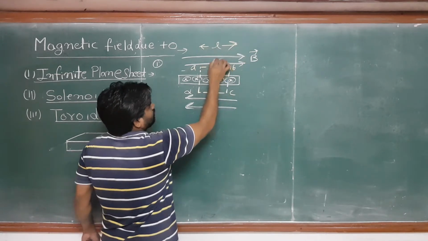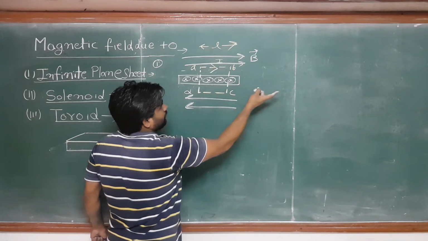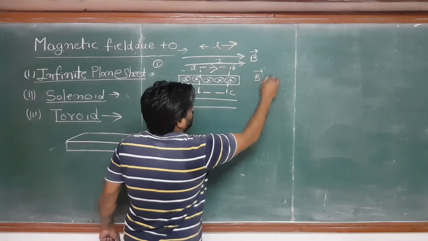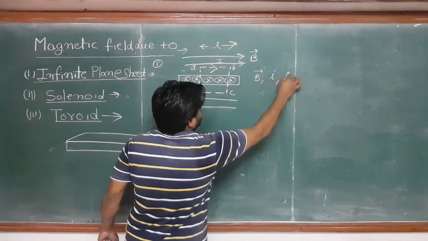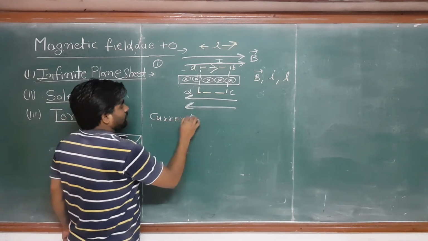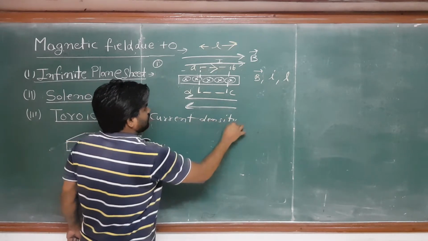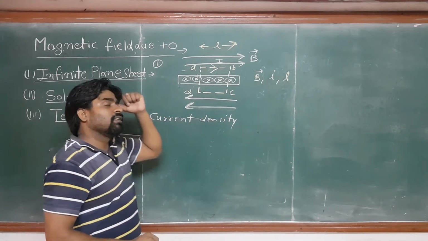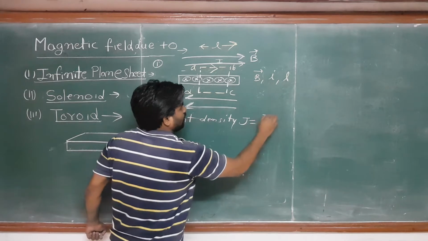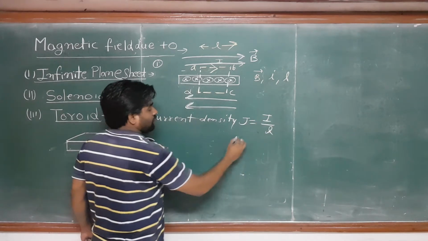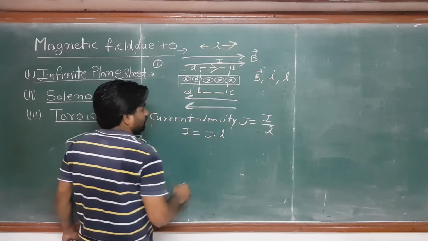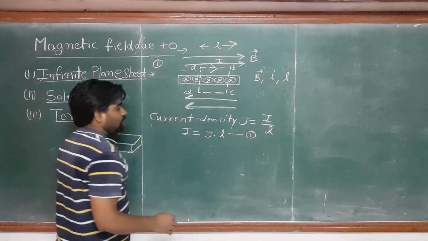The current passing through per unit length is called the current density. So I will write here: magnetic field is vector B, the current is I, the side length is L. Then you will write here current density, that means the current passing through per unit length. J is equal to I by L. Then how can you find the current? The current would be I is equal to J dot L. So this is your equation number one.